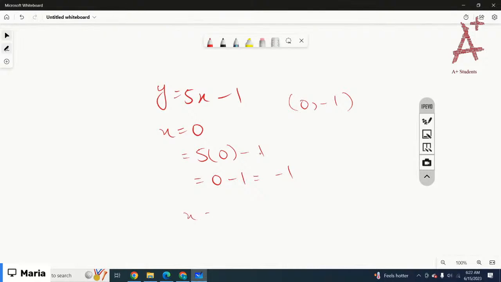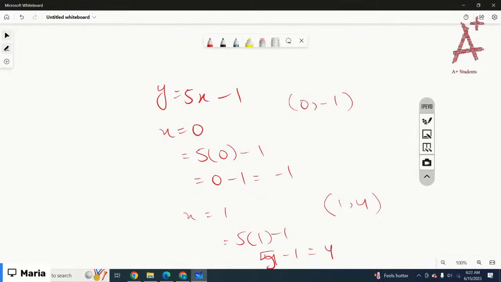The other one: let's suppose x equals 1. So it would be 5 times 1 minus 1. 5 times 1 is 5, and 5 minus 1 is 4. So here is another ordered pair, (1, 4), that satisfies the relation.